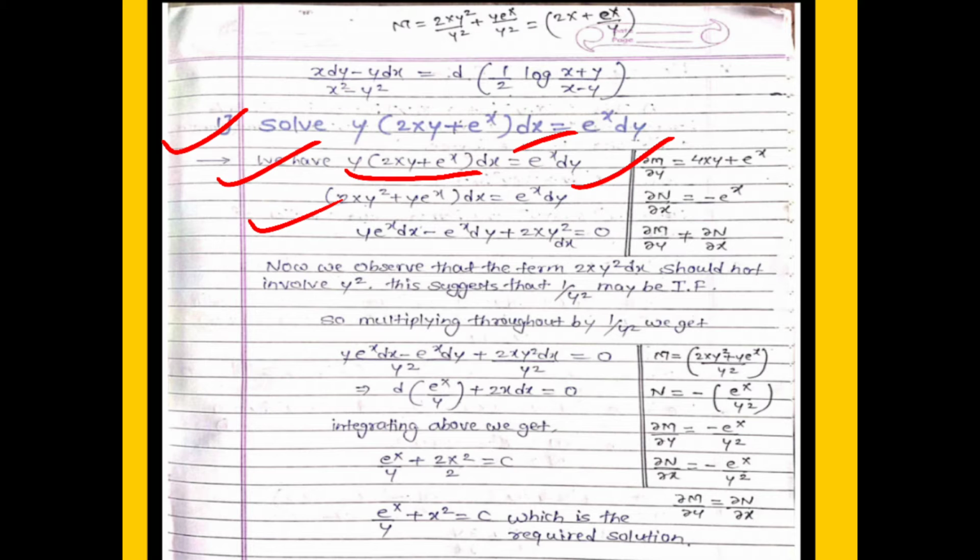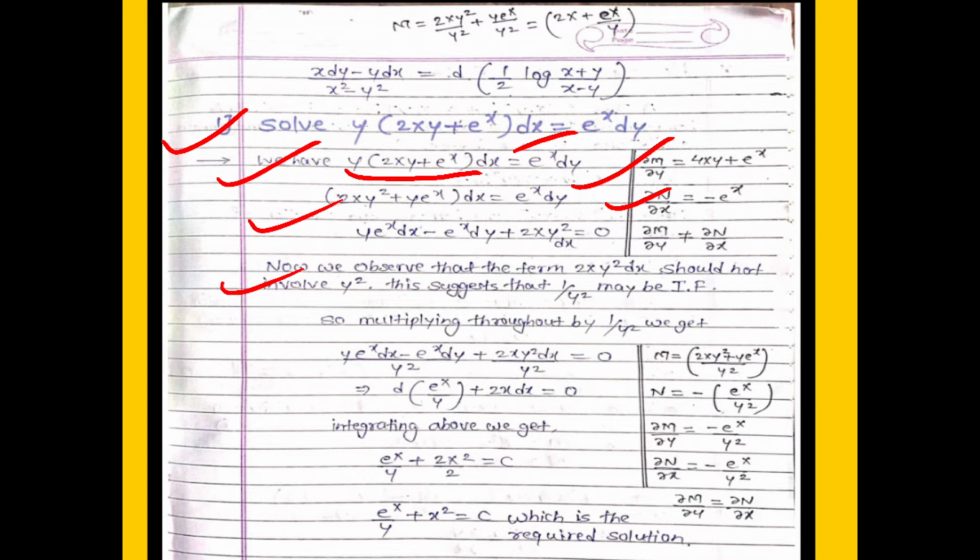Similarly, we will differentiate N with respect to x, that is, the partial derivative of N with respect to x will give minus e raised to x. So here ∂M/∂y is not equal to ∂N/∂x, that is, it is not satisfying the condition of an exact differential equation, so it is a non-exact differential equation. So we have to convert this non-exact differential equation into exact form. For that we will use a factor which is known as the integrating factor.